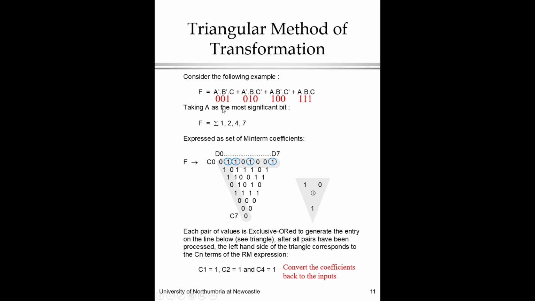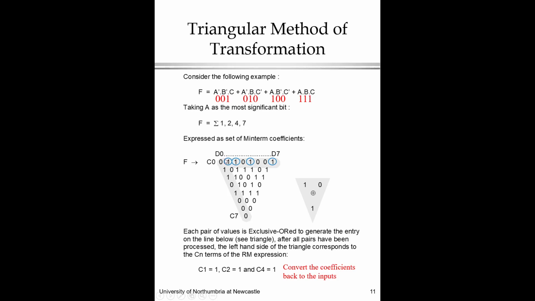So let's look very carefully. We only have the sum of 1, 2, 4, and 7, right? So we will label this D0, this is D1, D2, D3, D4, all the way to D7. So D0 is 0 because there's no term for D0, right? So we only have the sum for 1, 2, 4, 7.